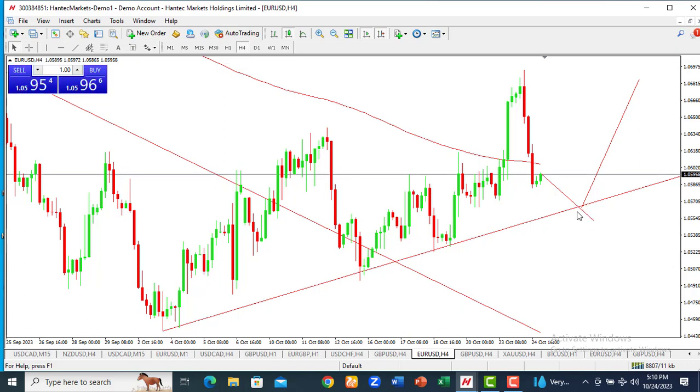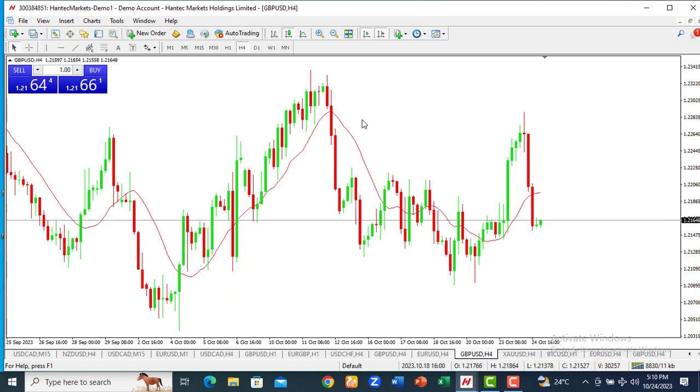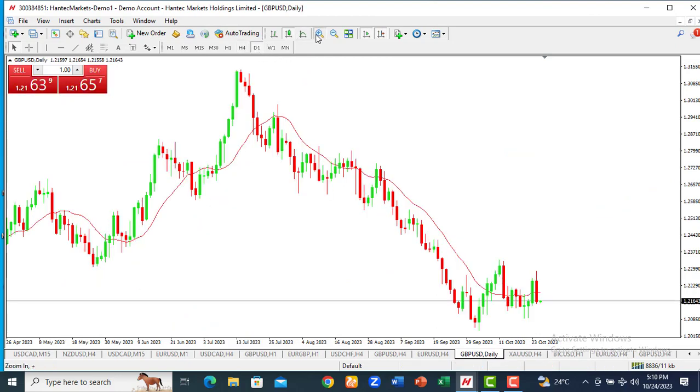So today, Euro USD is for a buy. So let's go checking GBP USD. So this is GBP USD. This is the daily time frame.